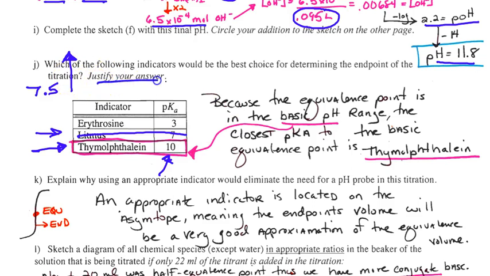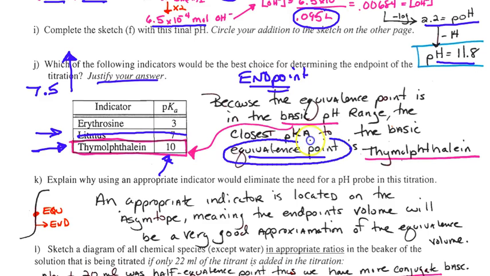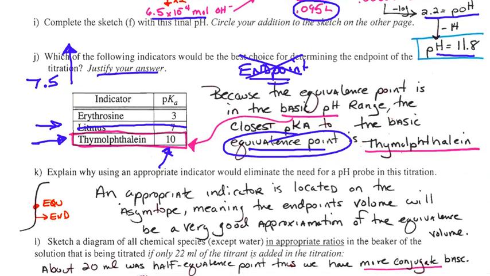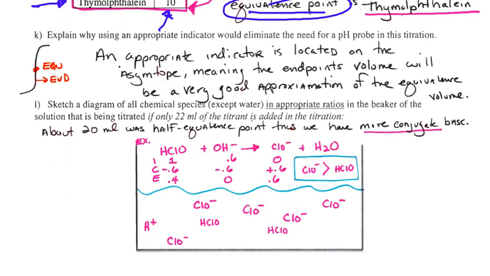Now, justify your answer. You can say all of that, but basically, I need you to just say that it's the closest pKa to the equivalence point. I had so many people say it was the closest to the end point. No, the end point is not what the graph gives. Remember, the end point is the color change that would help you stop to estimate the equivalence point. So many people put endpoint. I had to mark that wrong for your justification. It was the closest to the equivalence point. They are different.